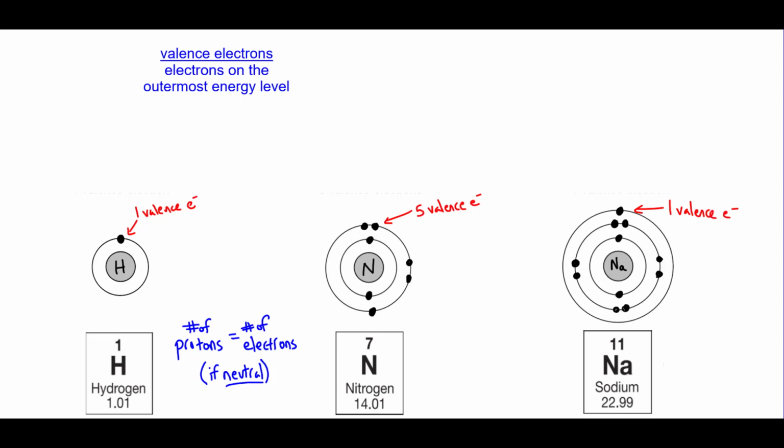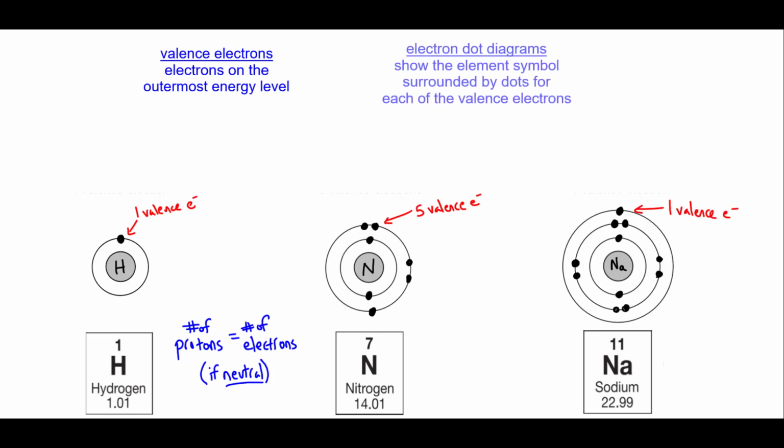Now one more idea for this slide is the electron dot diagram. The definition is right up at the top of the screen. These are diagrams that show the element symbol surrounded by dots for each of the valence electrons. So I could draw that in for hydrogen. I just put the symbol, and then I'm going to put a single dot right above it.